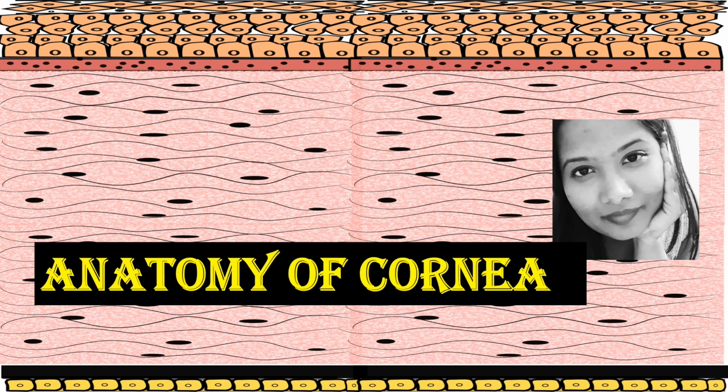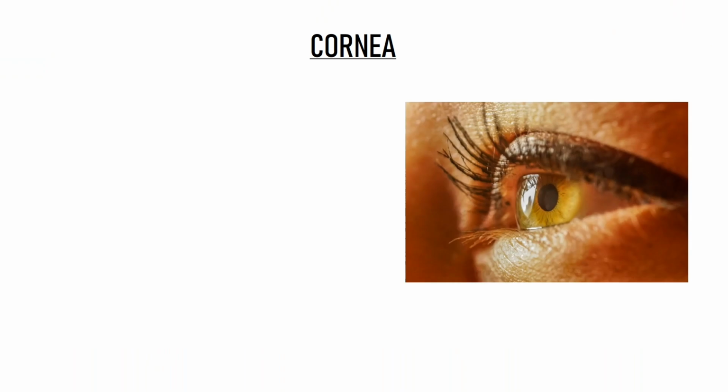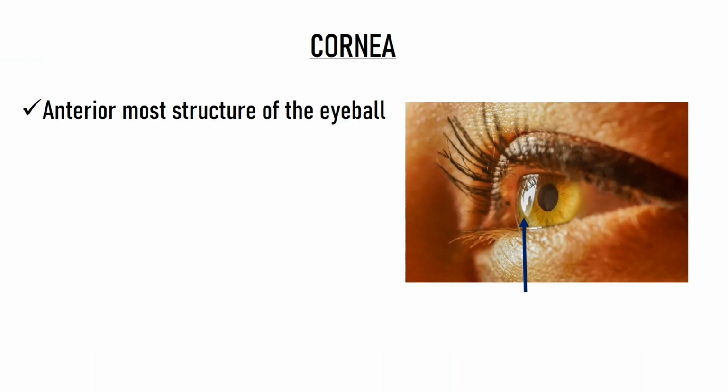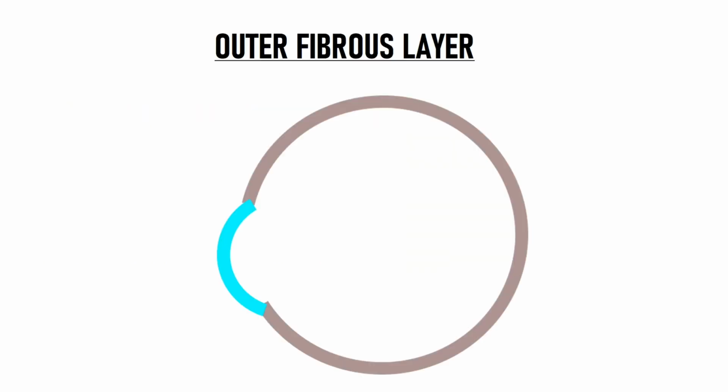Today's lecture is on the anatomy of cornea. As we all know, cornea is the anterior-most structure of the eyeball. It is part of the outer fibrous layer of the eye. The outer fibrous layer of our eye consists of cornea in front and the sclera behind it. Cornea makes about 1/6 of the outer fibrous layer, while sclera makes the rest of it.